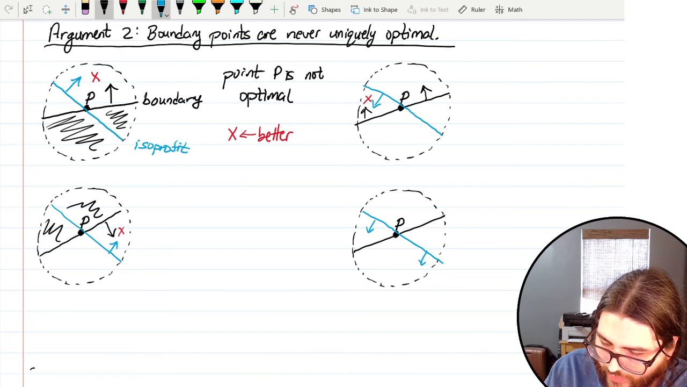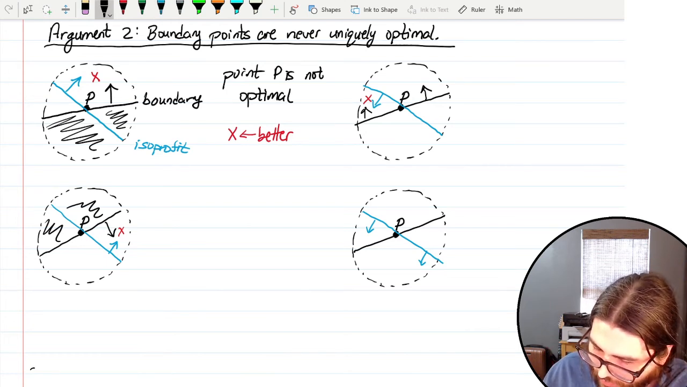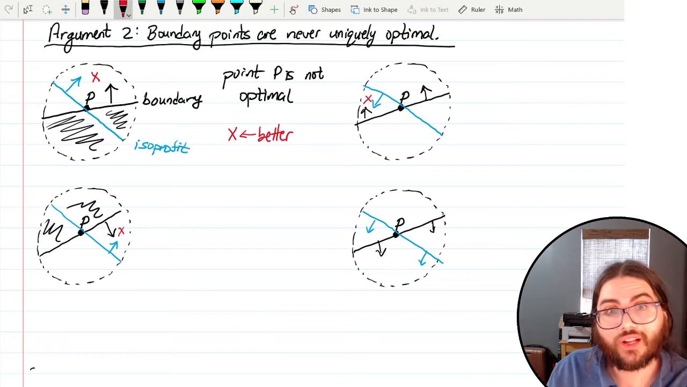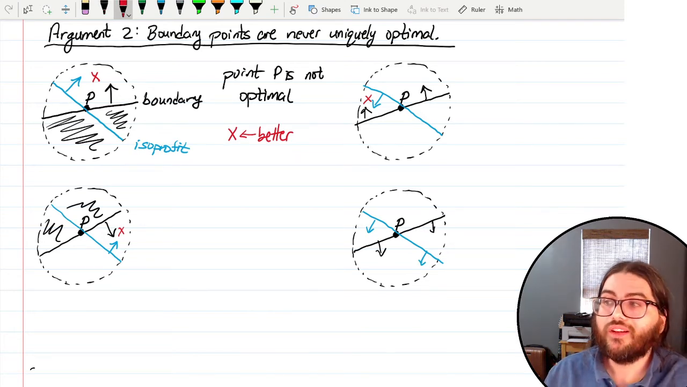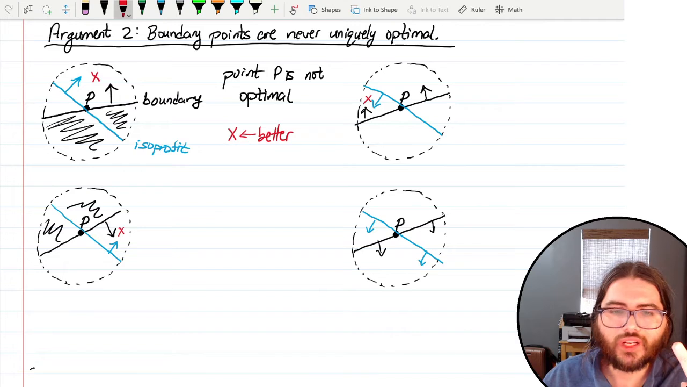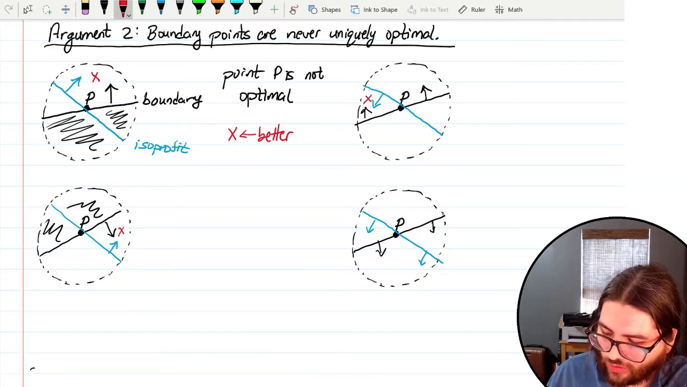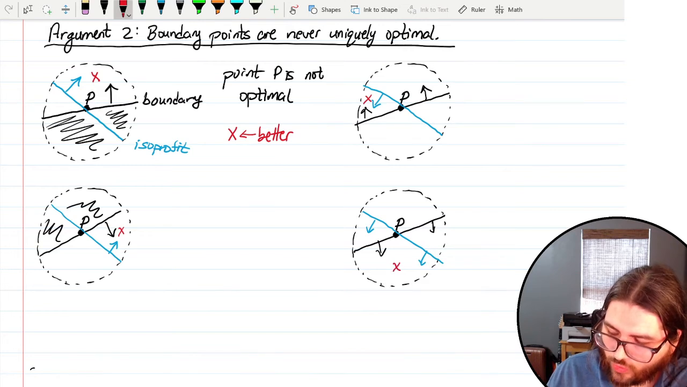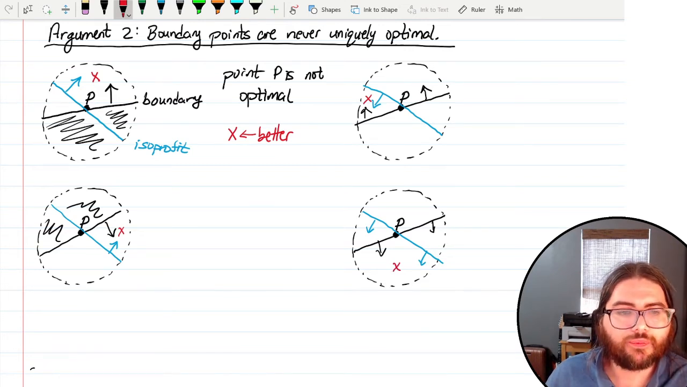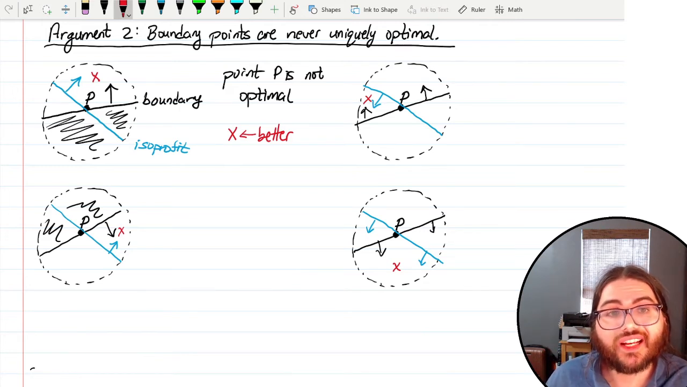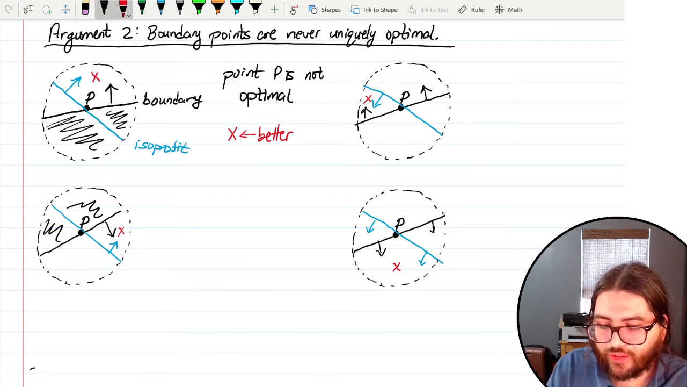And then the boundary line is shaded down below. You see how I've basically given you all four possibilities here? There's two ways to shade the boundary line and two ways to shade the isoprofit line. So there's four possibilities total, and I've given you all four possibilities. In all four of these shading possibilities, I can find a better point than point P.